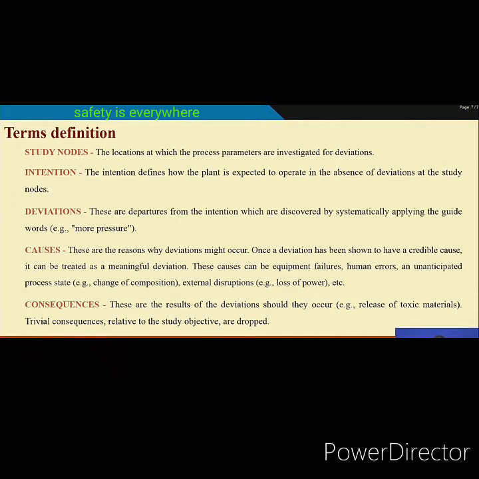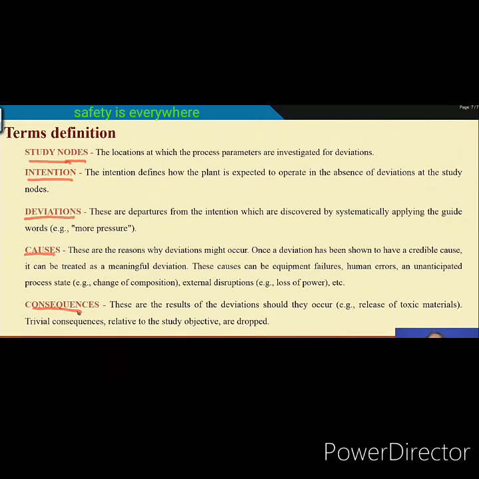In order to understand HAZOP, you need to define some of the terms, that is, term definitions. Under these, a few important things are: one is study nodes, second is intention, then deviation, causes, consequences.